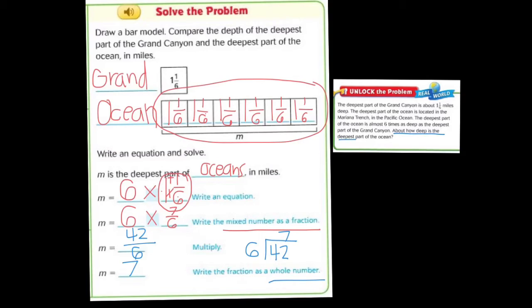About how deep is the deepest part of the ocean? 7. 7 what? What have we been dealing with throughout this whole process? Let me look back here at the labels. 7 miles. Wow. I can't even run 7 miles. Oh, I can't even imagine 7 miles like that. So then now we have our problem done. So now we're going to go on to another problem.